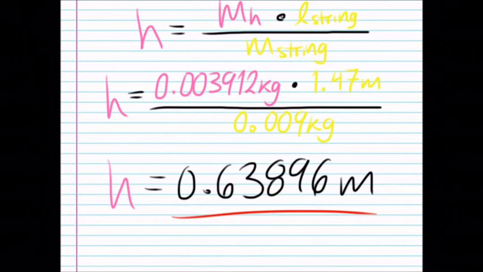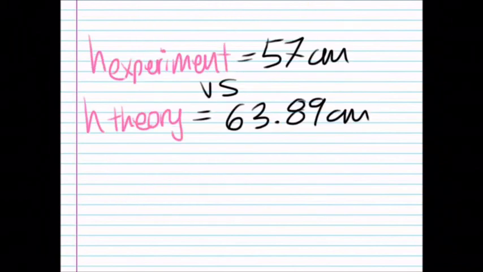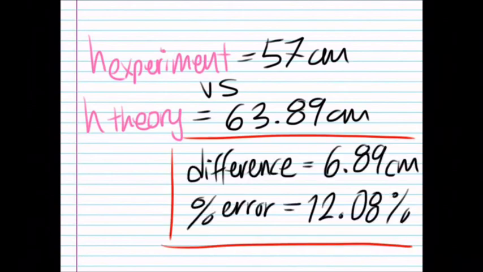63.896 centimeters. We compare this to the measured value in the experimental model, which is 57 centimeters, giving us a difference of 6.89 centimeters and an error of 12.08%.